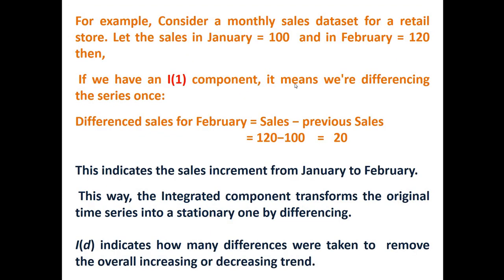For example, considering a monthly sales data set in a retail store, let's consider sales in January is 100 and in February is 120. Then we have the I in bracket 1 component. It means that we are differencing the series once. That means sales minus previous sales is equal to 120 minus 100. That's the difference. This indicates the sales increment from January to February. That way, the integrated component transforms the original time series into a stationary one by differencing. We are going to see how this is going to work.